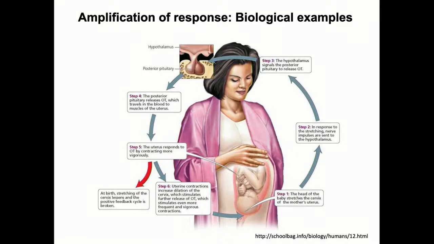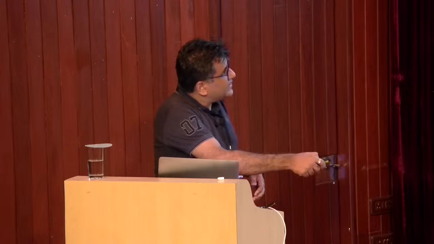Okay, so what happens as a consequence of that? What is the final outcome? Childbirth. Okay, but that's only one state. Where is the second state? What happens when the child is born? Then this signal disappears and the system restores. What is the second state? There is no childbirth. It just stays in there, right?